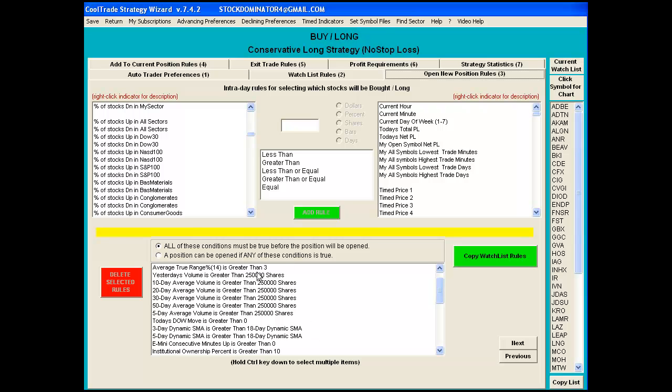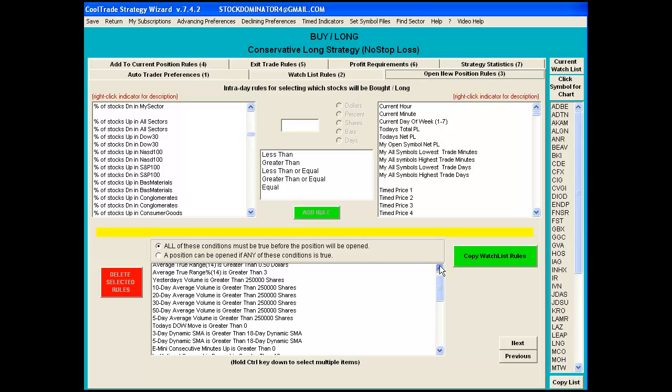It's got a volume. Volume is greater than 250,000 shares yesterday over a 10-day period, 20, 30, 50, and 5-day period. And the reason you'd add a set of rules like that is just so there's some normalcy in these stocks.